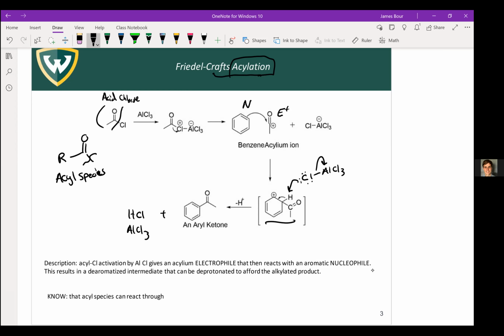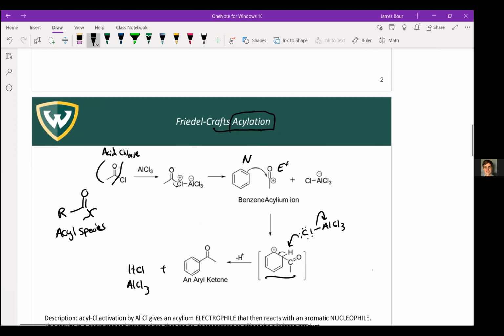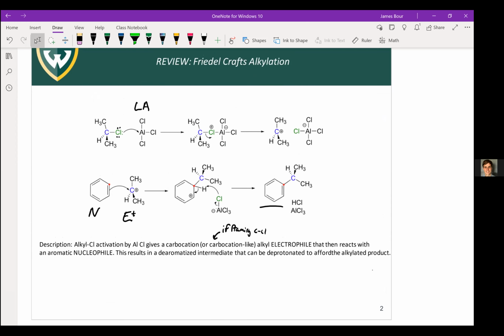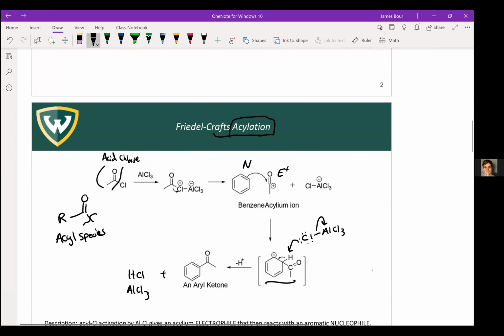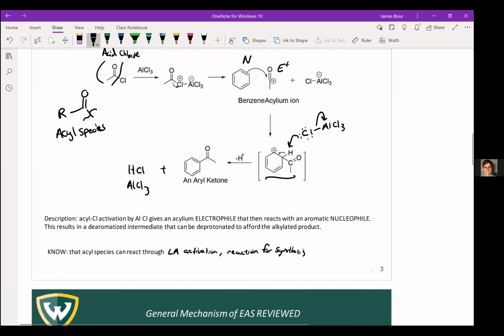Okay, and so what you need to know is you need to know that acyl halide species can react through Lewis acid activation to give acylium ions. You need to know this reaction for synthesis. Right? But this reaction, as its name would imply, is extremely similar to the previous example. We can go back up and see that the steps are more or less the same. The only thing that's really changed is the substrate. Here we have an alkyl halide, and if we scroll down, we have an acid chloride, an acyl halide here.